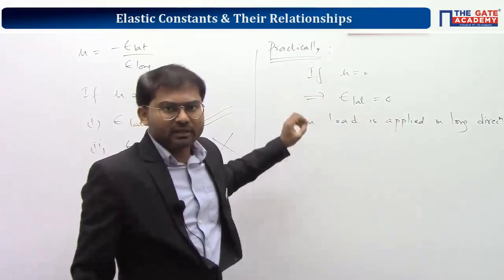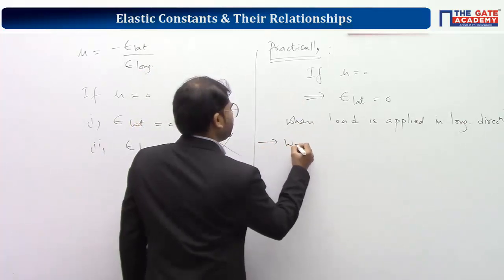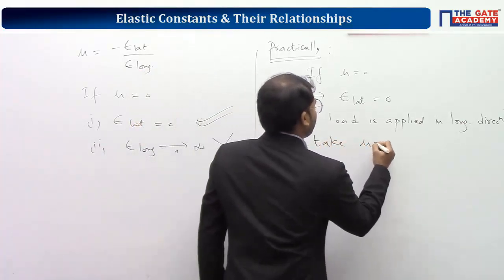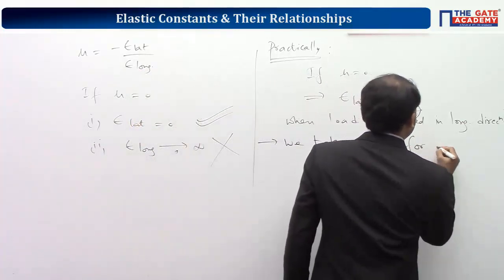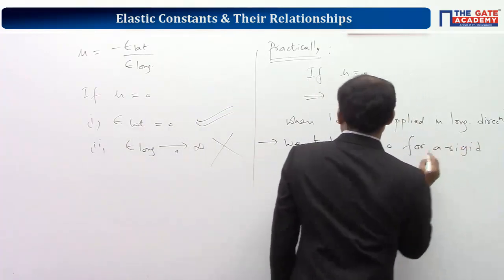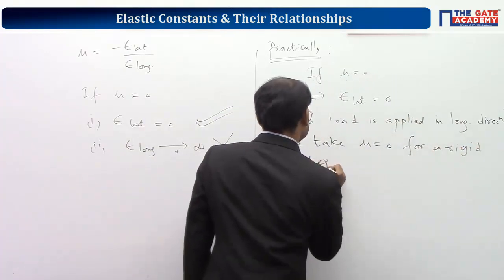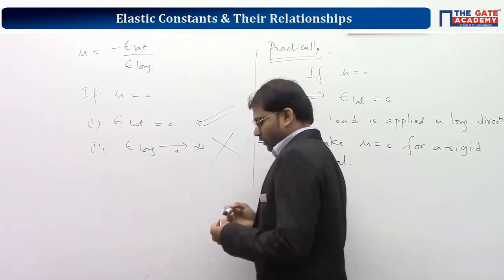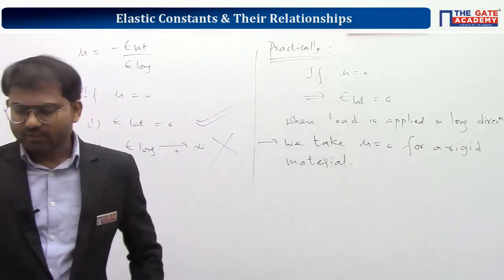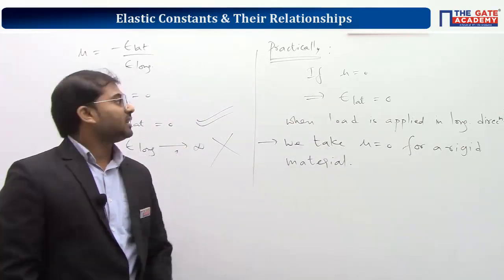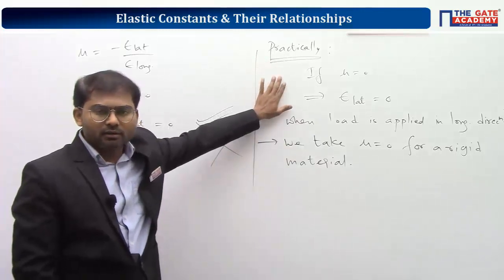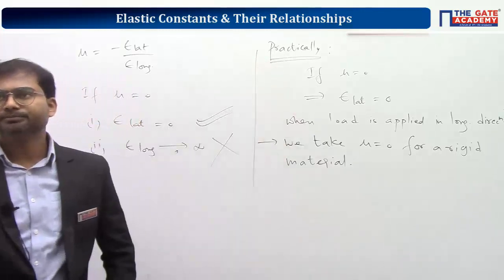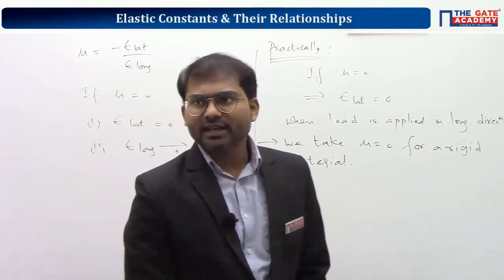Understood, everybody? Clear? And write down this small note point. We take Poisson ratio to be 0 for a rigid material. So kindly copy this. This is the way you have to answer this question, and this is the concept you have to learn when you have Poisson ratio to be 0. Okay, so kindly go with the next question.